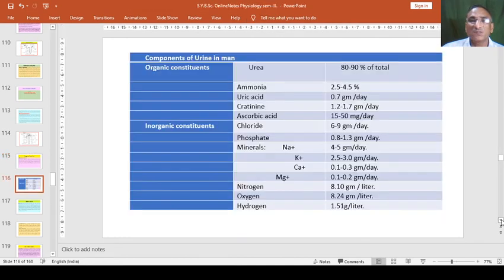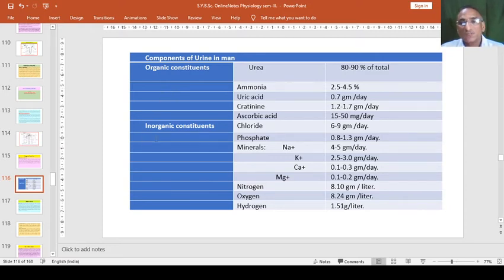So this is the normal composition of urine, in which organic and inorganic constituents are there. Organic constituents: urea, ammonia, uric acid, creatinine, and ascorbic acid are found, and urea is 80 to 90% of the total. 2.5 to 4.5% is ammonia, 0.7 gram per day of uric acid is formed, 1.2 to 1.7 grams per day of creatinine is excreted, and ascorbic acid is about 15 to 50 milligrams per day. So this is the composition of constituents released from the kidney in the form of urine in man, or we can say the urea composition and percentage.